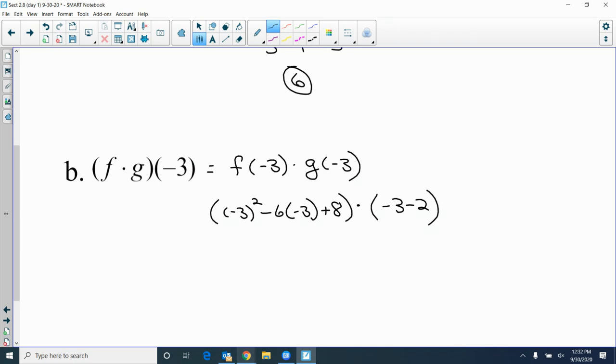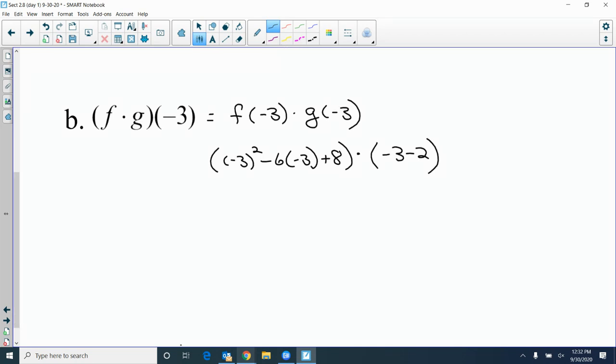I got a negative 175. Negative 175, I would agree with that. That's going to give you 9 plus 18, which is 27, plus 8 is 35, times negative 5. Now, the biggest mistake I may see is a lot of people just multiply those two together. Make sure it's negative 3 minus 2, and we get negative 175. All right, so that was F of 3 times G of 3.